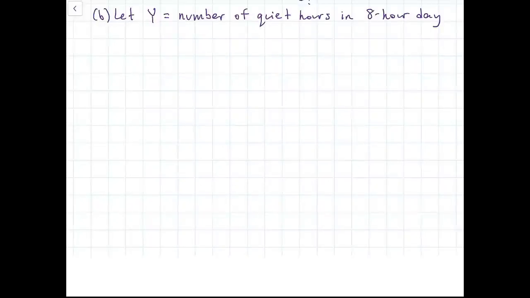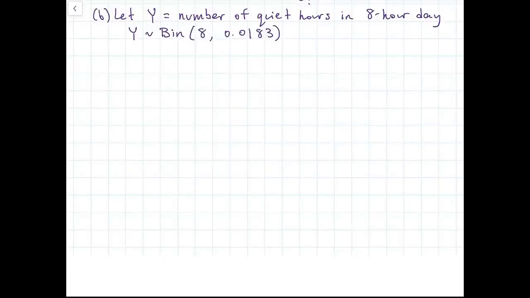So for part B then, let's do the same. We're going to let Y equal the number of quiet hours in an 8-hour day. So we can think about these 8 hours as 8 individual trials, right? Non-overlapping hours back to back. And because of the properties of the Poisson process, those 8 hours are independent. They have the same probability of being quiet. And they also are either quiet or not. So we have all the conditions here for Y to be a binomial random variable.